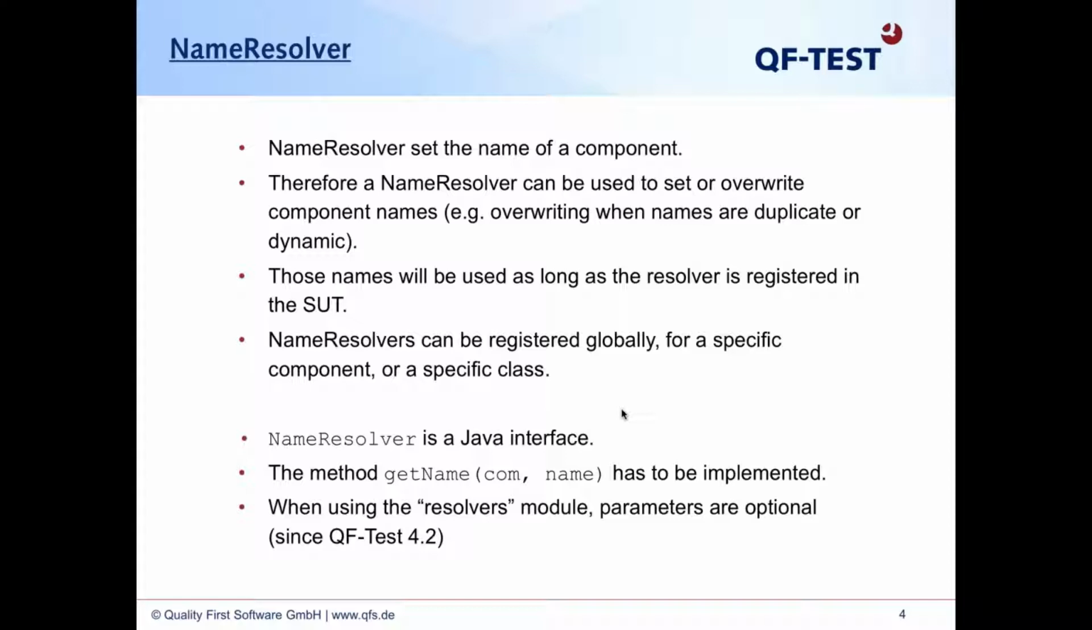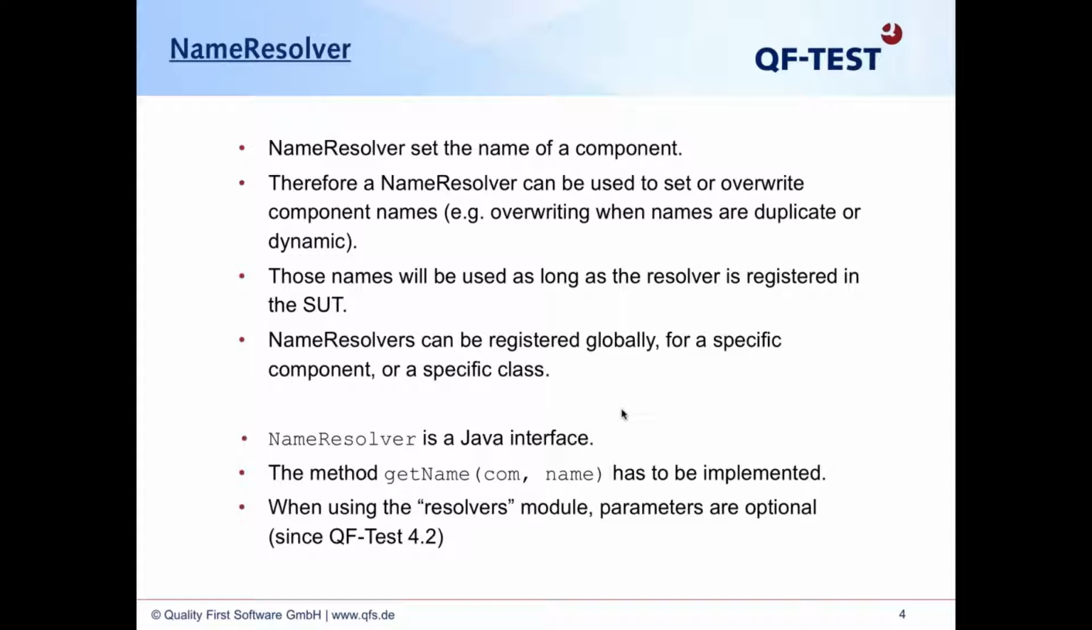And then you say, well, there is, for example, some title, or some hidden feature in this special component which I could use as a name. It is not called name, but it is called unique ID, UUID, or whatever else. How can I teach QF-Test to use that as a name? And the NameResolver here is the answer to your question.